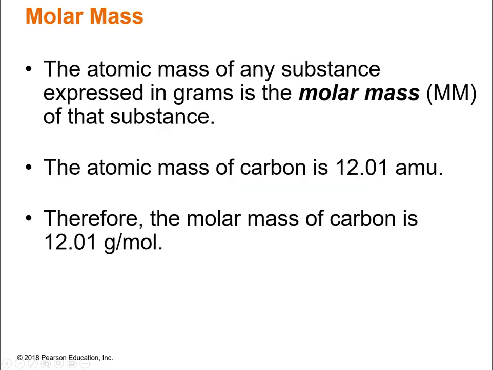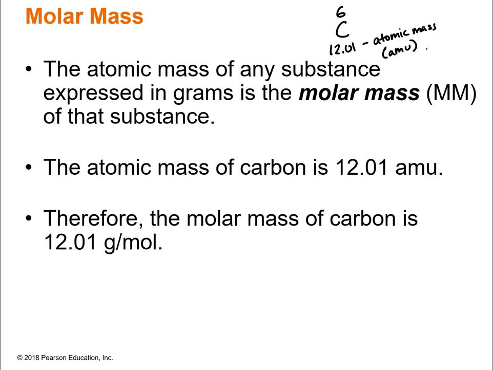Second thing that we're going to cover is molar mass. This is another way to express what a mole is. The atomic mass of any substance expressed in grams is the molar mass of that substance. So if we were looking at carbon on the periodic table, it's got that whole number above it, which is the atomic number, and that tells you how many protons you have. Below it is a decimal number, and that's the atomic mass. It's measured in atomic mass units.